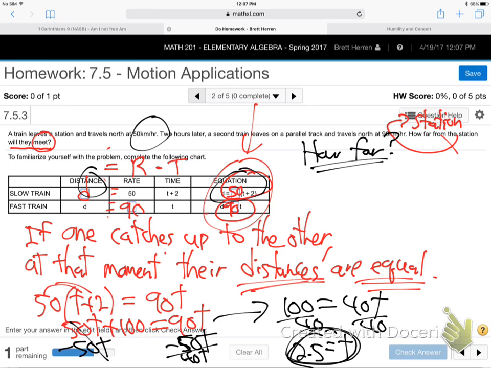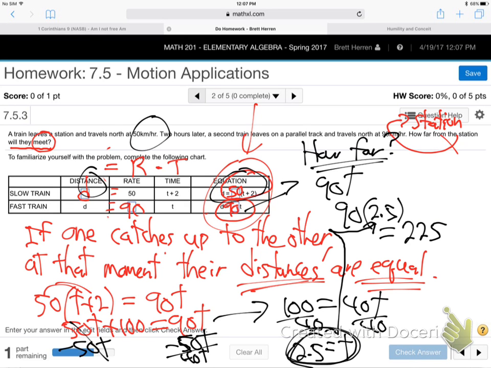Remember? They're equal. They're the same. They're going to come out the same. So I'm going to do the second box. That looks easier. 90t. Plug in t is 2.5. So that's 180 and a half. 225? Is that what it is? 225 miles. So that's how far, or kilometers, I guess it is in this one. That's how far, whatever. It's 225. 225 is how far the faster train went in catching up. All right, I'm done with this one.